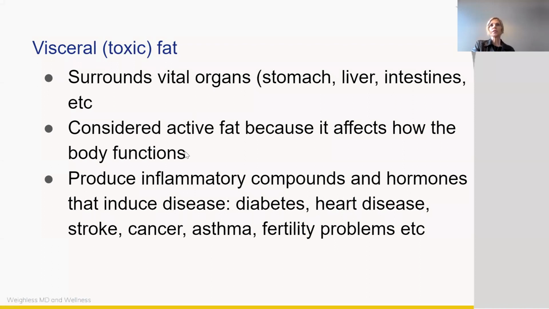So I basically just said this surrounds the vital organs, the stomach, liver, intestines. It's very, very active because it truly does affect how the body functions. And again, it produces inflammatory compounds and hormones that start the disease process. So the correlation with diabetes, heart disease, stroke, cancer, asthma, fertility problems, you name it, visceral fat, or what we are going to be talking about is the abnormal fat or the inflammatory fat. It's all the same thing.